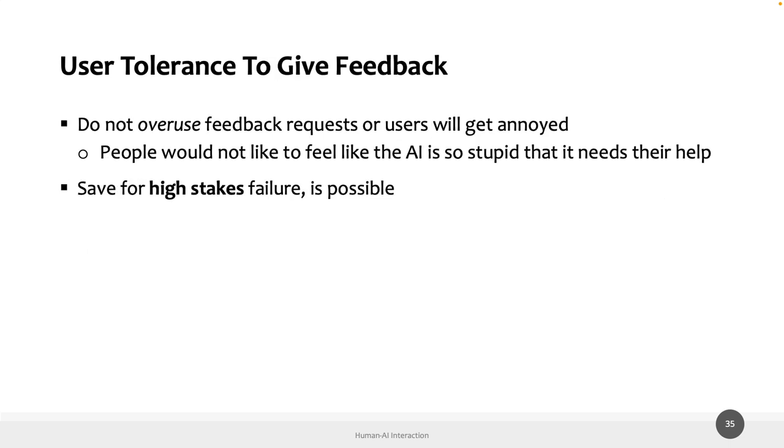And finally, the last simple rule in designing interactive AI systems is: do not overuse feedback requests. Otherwise, users will get annoyed. So especially with proactive dynamic features, you should find a trade-off. Otherwise, your users will think that your system is not really smart, but rather stupid. So keep your feedback requests for high-stakes failures, the ones that we really need to avoid.